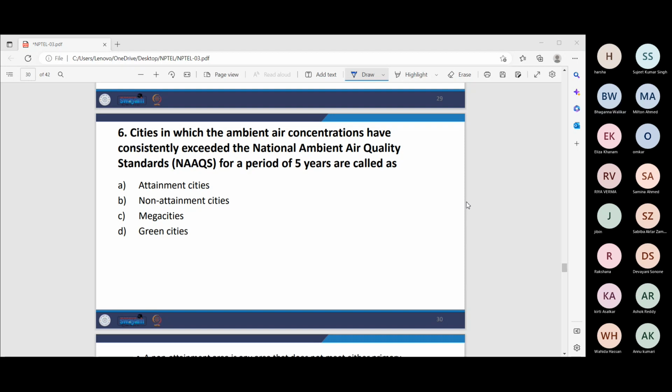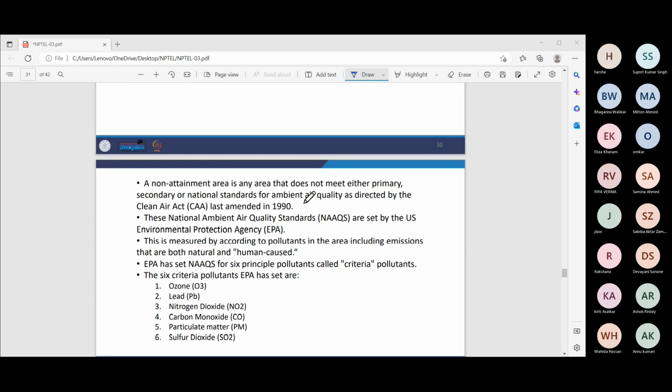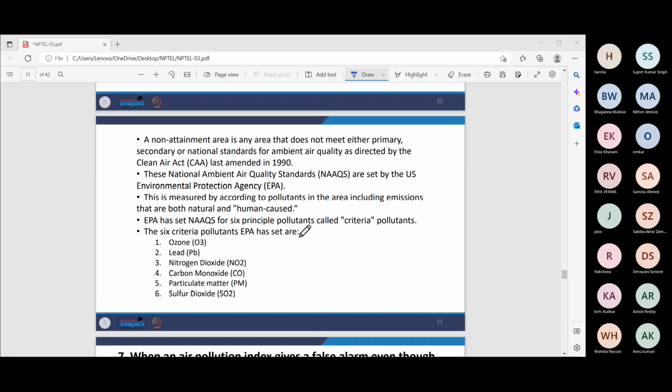Correct. Non-attainment. Basically, the term is self-explanatory. Non-attainment is something that we cannot attain or are unable to reach. Since we are unable to attain those standards, these cities are termed as non-attainment cities. Basically, a non-attainment area is any area that does not meet either the primary or the secondary national standards for ambient air quality as directed by the Clean Air Act, which was last amended in 1990. These NAAQS are set by the US EPA, and are measured according to the pollutants in the area, including emissions that are both natural and human caused. As discussed in the previous class, the EPA has set the national ambient air quality standards for the 6 principal pollutants, which are called the criteria pollutants. These 6 pollutants are ozone, lead, nitrogen dioxide, carbon monoxide, particulate matter, and sulfur dioxide.